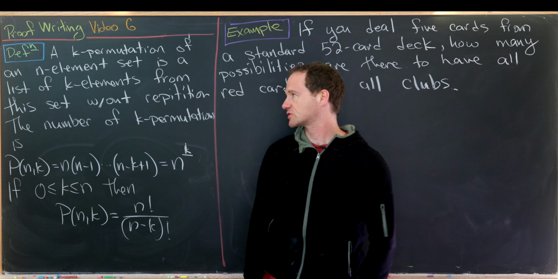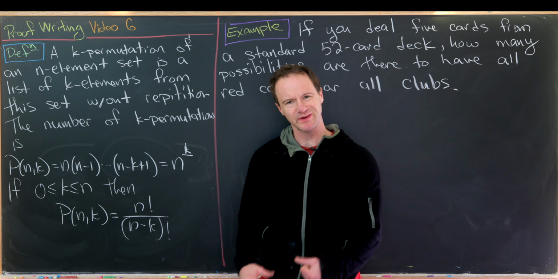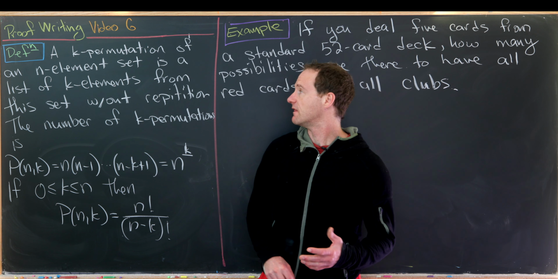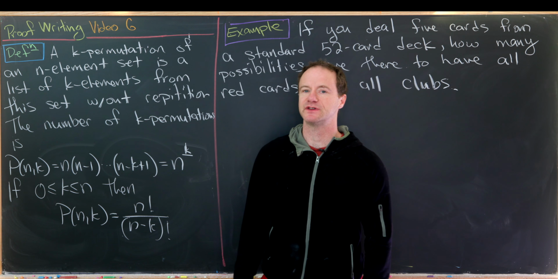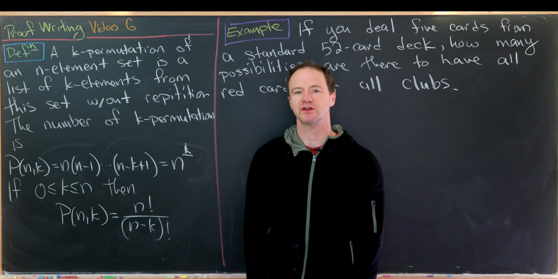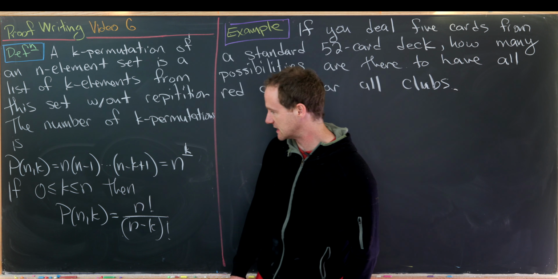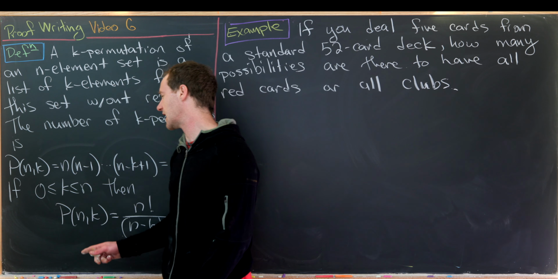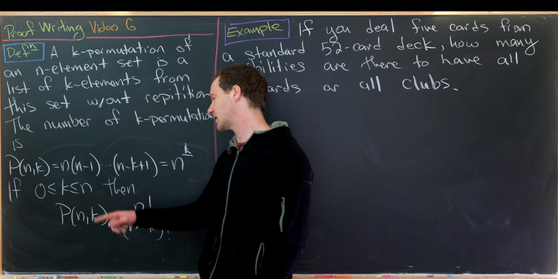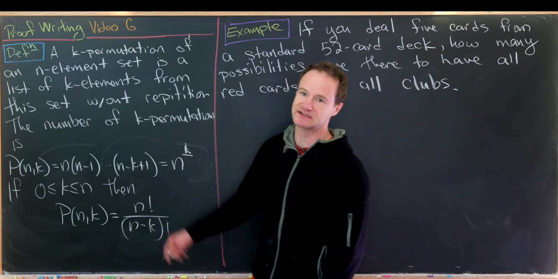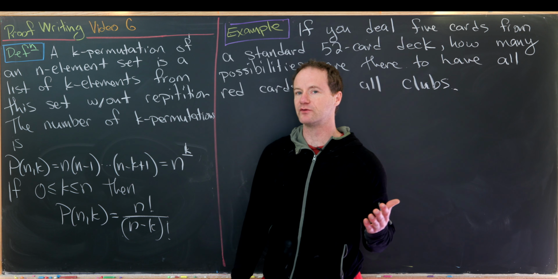Now we're gonna look at a very special case of this multiplication principle, which we actually saw in practice. And that is the notion of a k-permutation. So let's look at the definition. A k-permutation of an n-element set is a list of k elements from this set without repetition. Then we can easily calculate that the number of k-permutations from this n-element set is, we'll use the notation P(n,k), the product n times n minus 1 times n minus 2 ending at n minus k plus 1. So let's talk our way through that real quick.